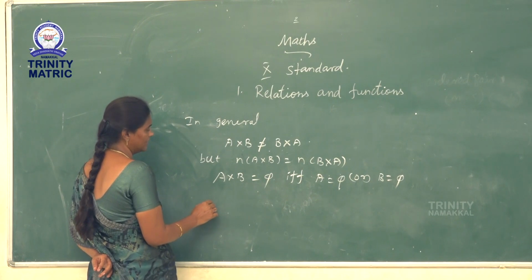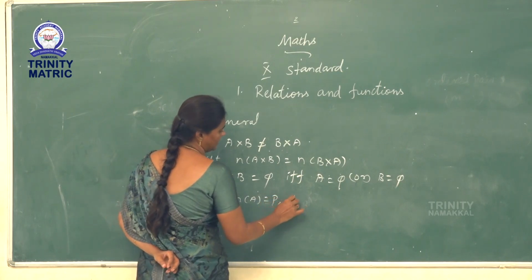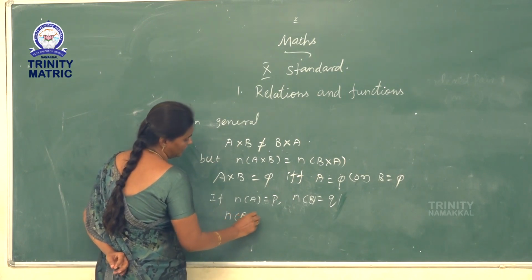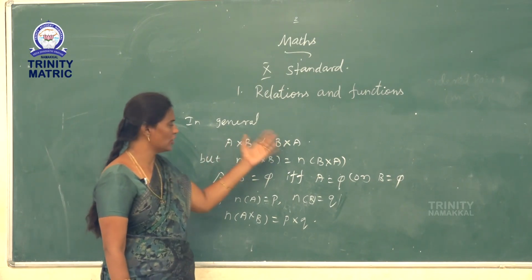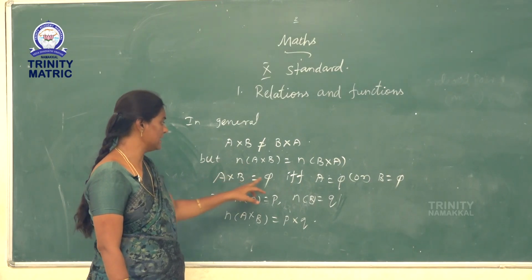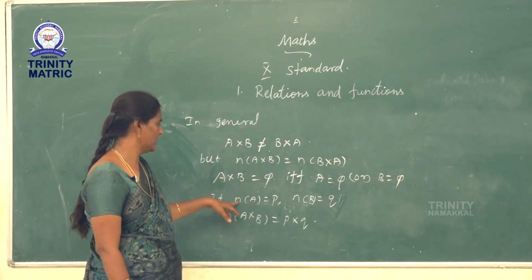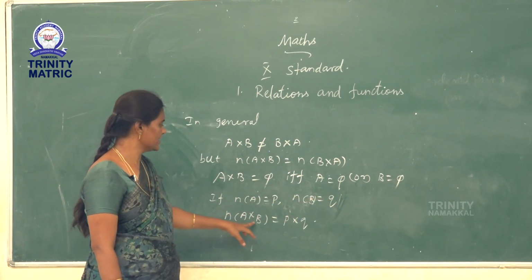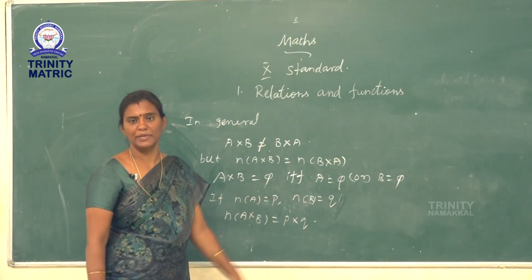Then the third rule is, if n of A is equal to P and n of B is equal to Q, then n of A cross B is equal to P into Q. This is the general form. A cross B is not equal to B cross A, but the cardinal number is equal. The Cartesian product of A and B is the empty set if A or B is the empty set. If n of A, the cardinal number of set A, is P and the cardinal number of set B is Q, then for the Cartesian product we multiply these two numbers, that is P into Q.